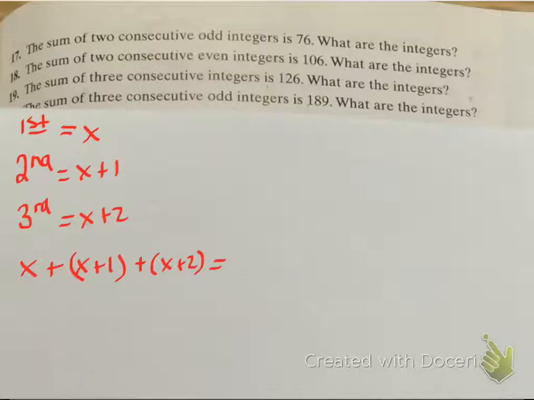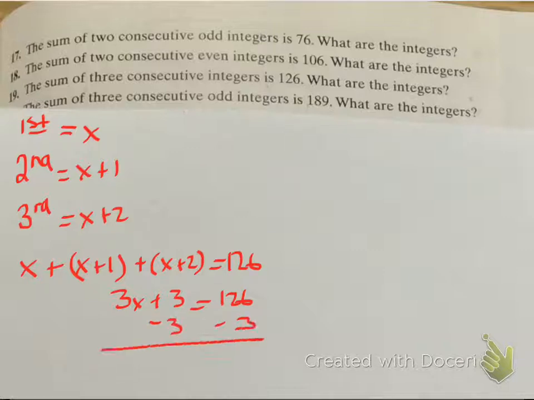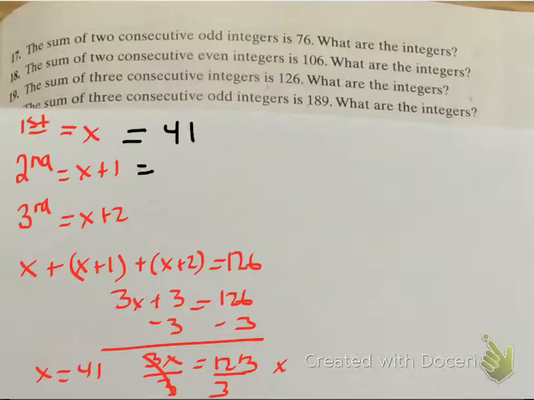Equals what? 3x plus 3. No, equals on the other side of my equal sign. Oh, build the equation. 126. Now I can simplify to 3x plus 3 equals 126. Subtract 3. 3x equals 123. Divide by 3. 41. And x equals 41. Now I come back up here and I write x equals 41.